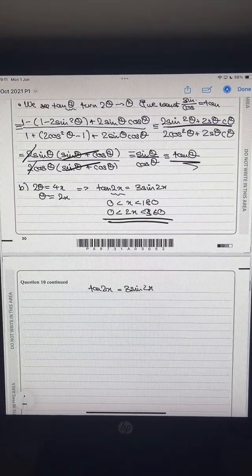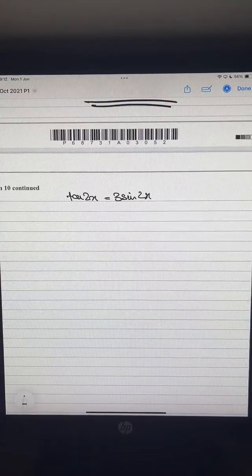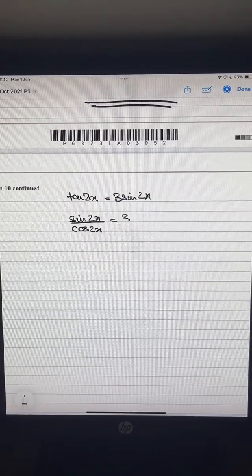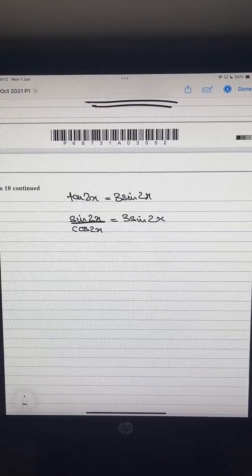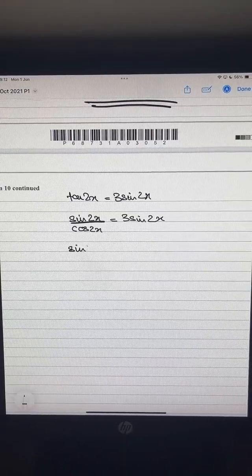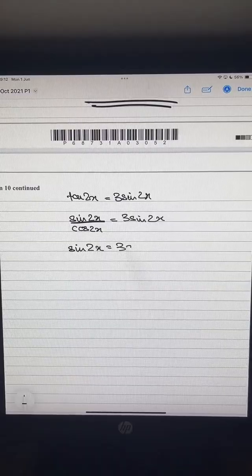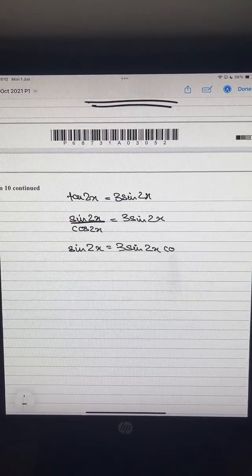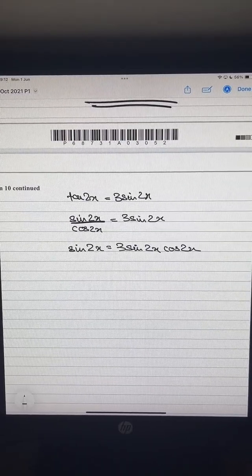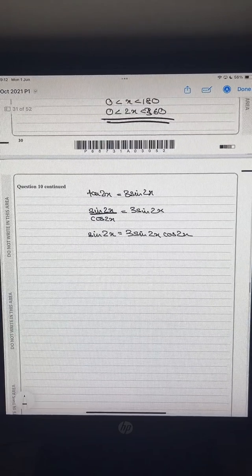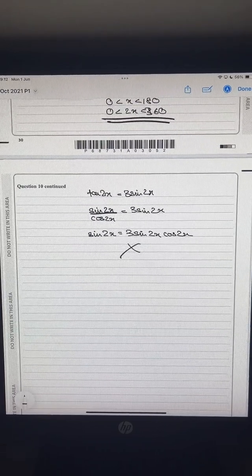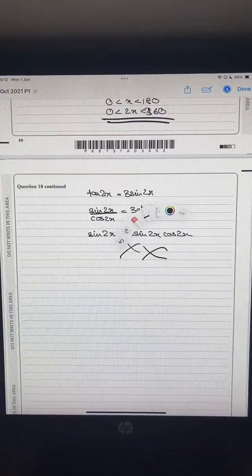Sine 2x. Cool. All I have to do is solve this. To make this easier to solve, I've got a sine on my right side, so I'm going to try and turn this tan into sine and cos. So that's just sine 2x divided by cos 2x equals 3 sine of 2x. If I just multiply by cos, I have sine of 2x equals 3 sine 2x cos 2x. Now, you may be tempted to divide through by sine 2x. Do not do that, because then you will lose out solutions.